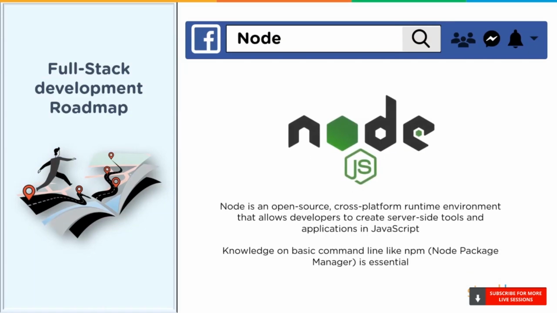Let's move ahead and look at some of the backend environments. Now, the most popularly used environment is Node.js. This is basically an open source cross-platform runtime environment that allows developers to create server-side tools and applications in JavaScript. Node is typically used to create real-time applications with two-way connections, wherein both the client and the server can communicate and exchange data without any hassle.